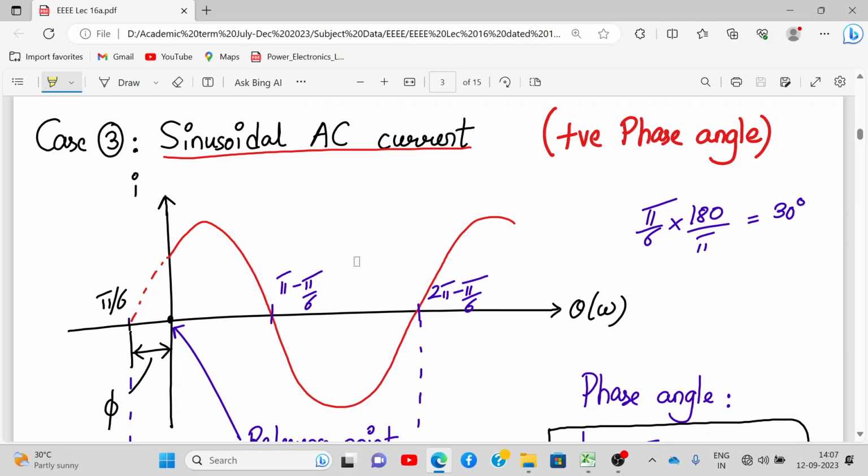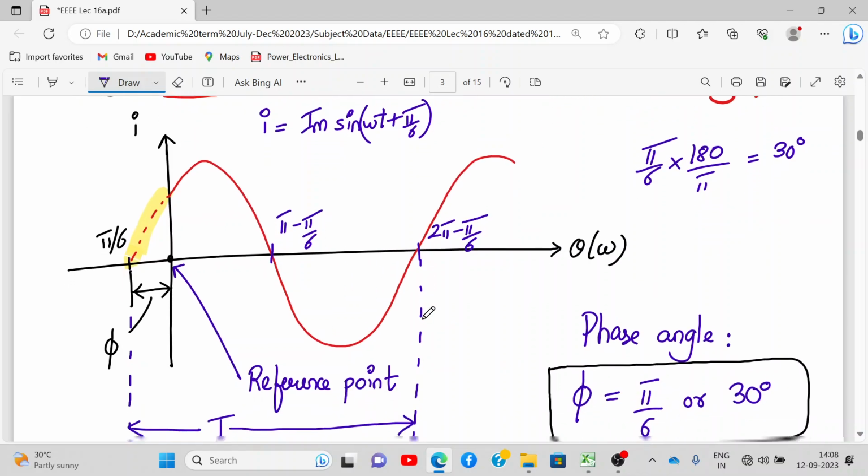Third one, with a positive phase angle. It was said before, whenever a waveform starts earlier than 0, it will have a positive phase angle. Now let's calculate this pi by 6. Pi by 6, if you convert into degrees, it will be 30 degrees. So this diagram has a phase angle of 30. Okay, how will you write this? I is equal to Im sine omega t plus pi by 6. Correct?